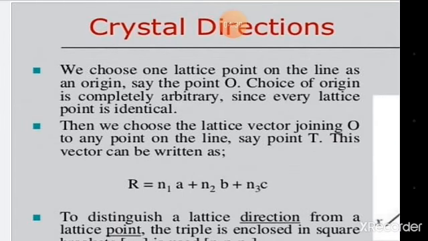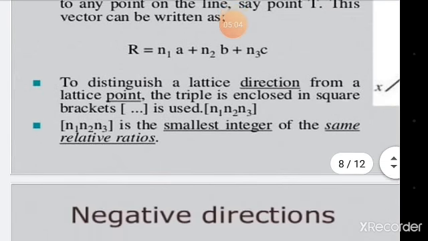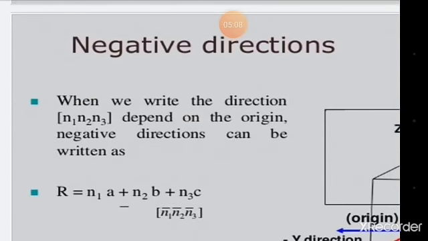Crystal directions. General rules for defining crystal directions: the line passes through the origin of the coordinate system, and we denote the direction by square brackets. These square brackets distinguish a lattice direction from a lattice point. Negative directions: in this case, we can write n1 bar, n2 bar, n3 bar, because a negative index is written as a bar over the index.